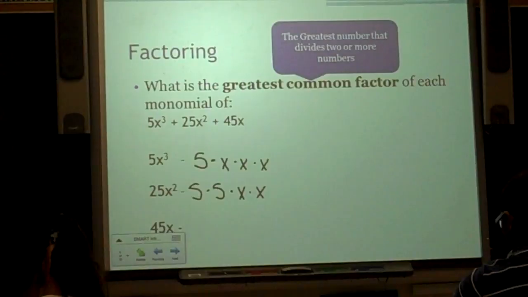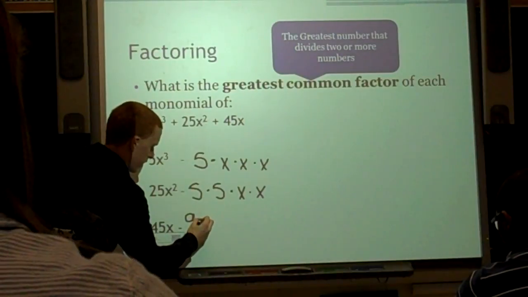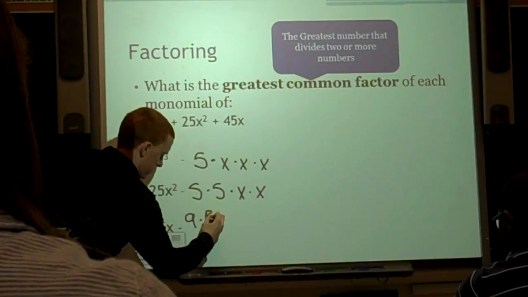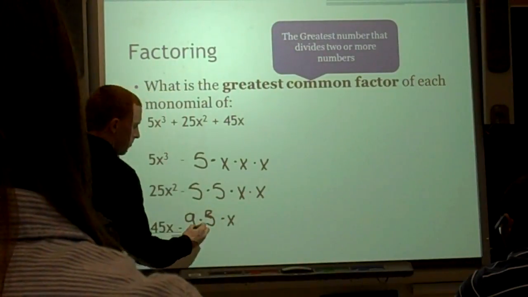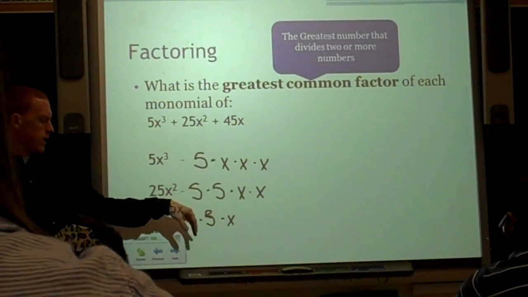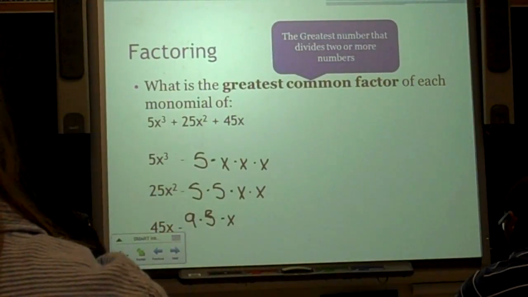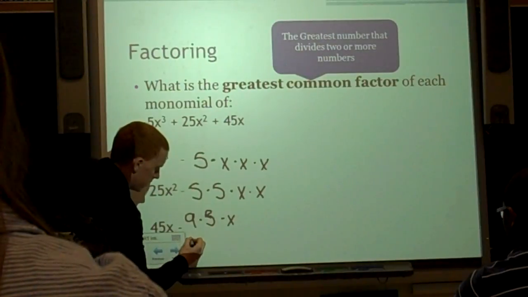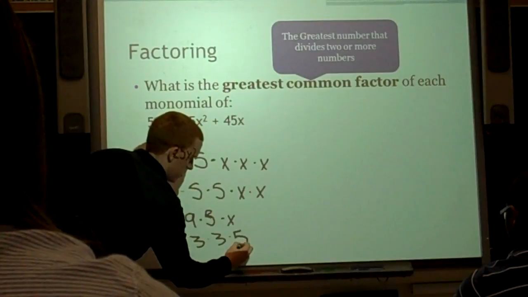What about 45x? What can we multiply to get 45? 9 times 5? That seems like a good guess. 9 times 5, okay. 9 times 5, and I just have 1x, so that's not exciting. But that's not down to prime, because how can I break 9 down? What can I break 9 into? 3 and 3. So, really, I'm going to have 3 times 3 times 5 times x.